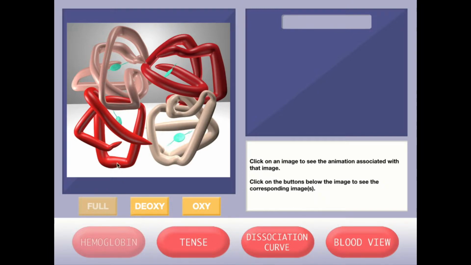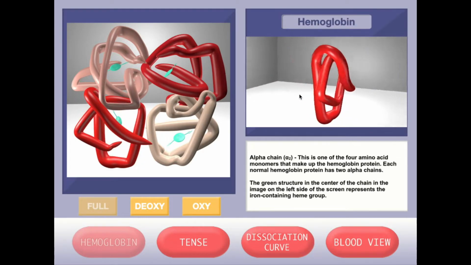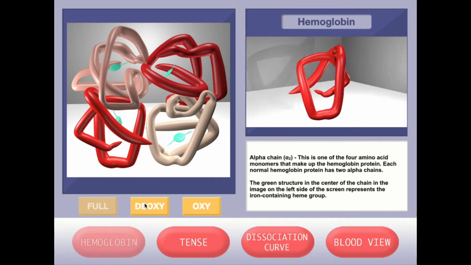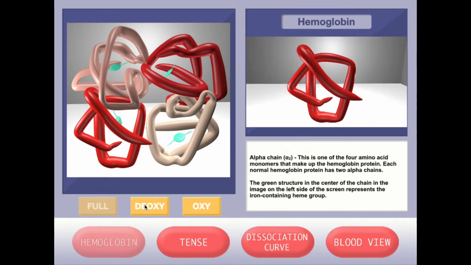In part 1, three-dimensional views of hemoglobin and its associated proteins are shown by selecting the hemoglobin button at the bottom of the screen. Selecting a part of the molecule, or the deoxy or oxy buttons, provides viewing of the molecule.